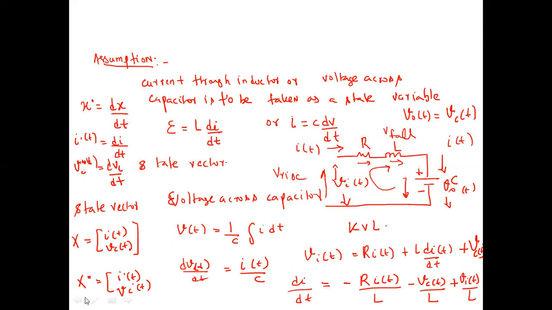I'll take it in the next slide so that you'll understand. So in the next slide, I have the equation x, which I have taken as I of t and Vc of t. Similarly, x dot I have taken as di of t divided by dt and dVc of t divided by dt. This is my x dot.